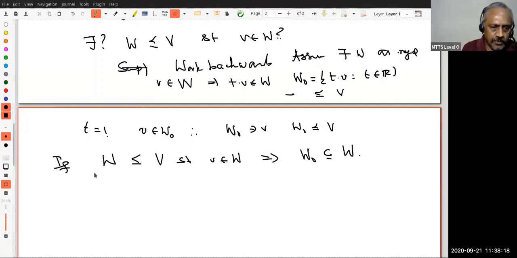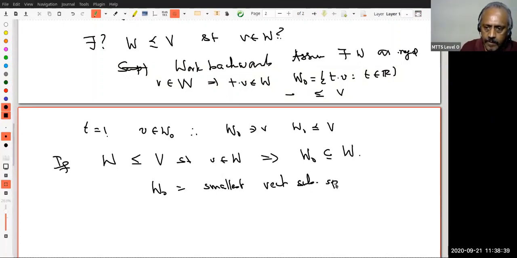If W is any vector subspace containing v, then we saw that t v must be in W. Therefore, as t varies, all the vectors t v must be in W. That means W0 must be a subset of W. Is it clear? That is why you call W0 the smallest vector subspace containing the vector v. Okay, try to understand this.